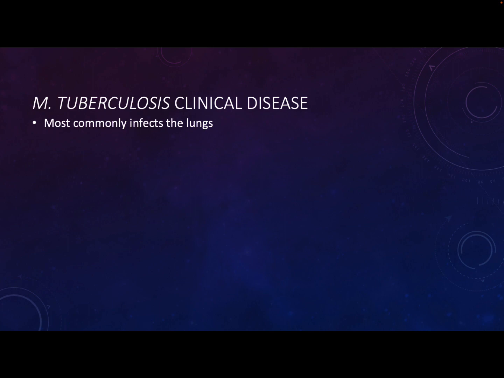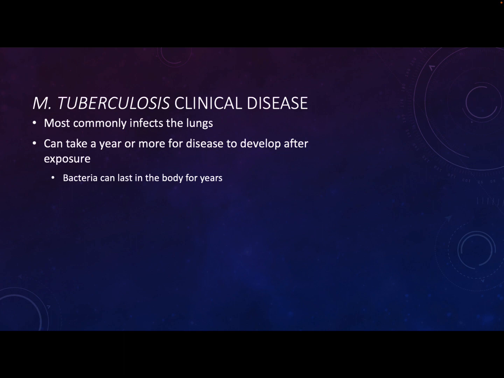So with clinical disease, like we saw on the previous slide, tuberculosis most commonly infects the lungs. But this is a super slow growing bacterium, like super slow. A colony on a plate of this can take 3 to 4 weeks to appear. So it can take a year or more for disease to develop after exposure, and then infection can last for years and years.